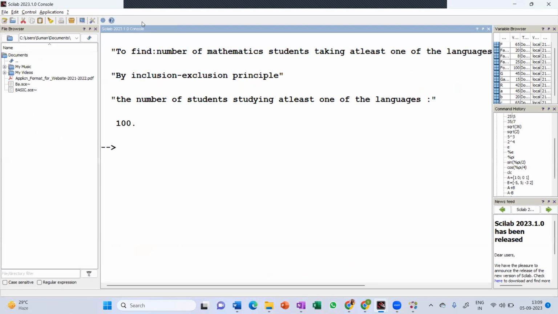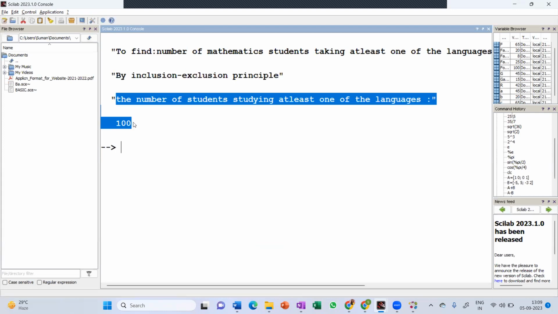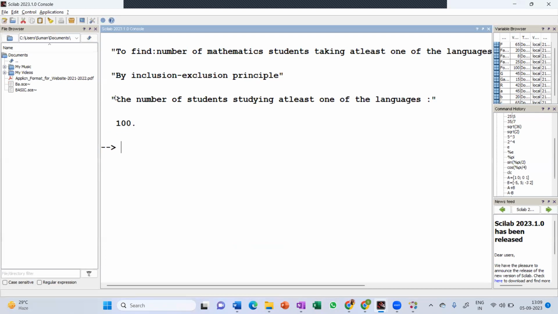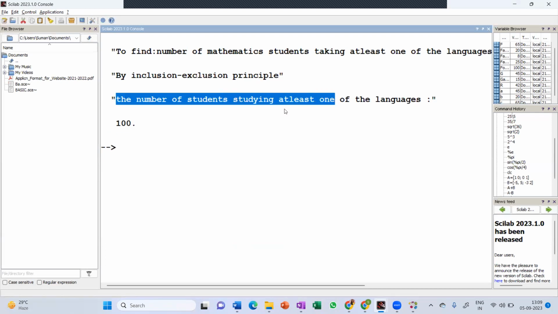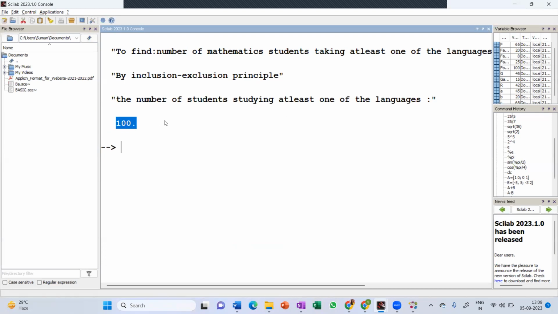So you can see over here. As you all know, the first line was to find the number of mathematics students taking at least one of the languages. The second line was by inclusion-exclusion principle. And the third line was the answer. So you can see the number of students studying at least one of the languages is 100. So 100 students are taking either French or German or Russian. All right.